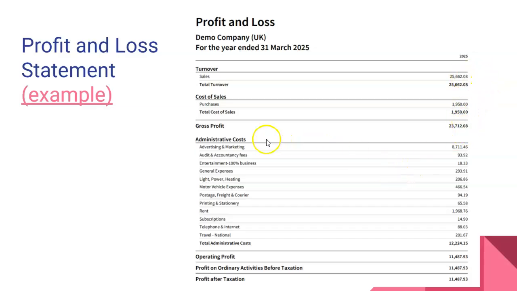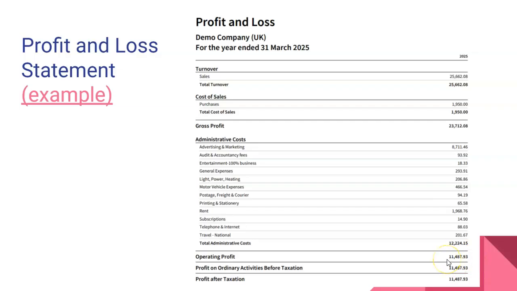But what's important for us to see is all of these expenses. So you can see admin costs such as general costs, lights, postage, printing, rent, all of those here under admin costs are expenses, and we get to the profit.